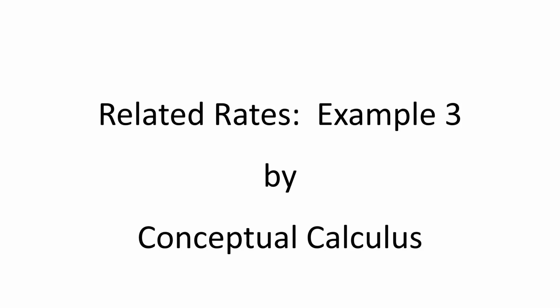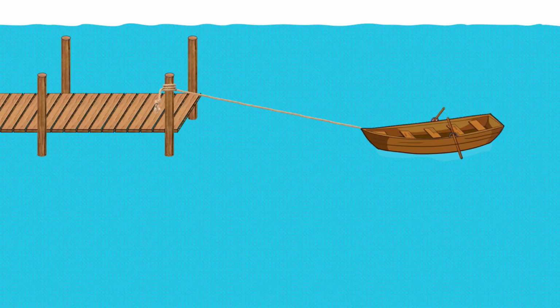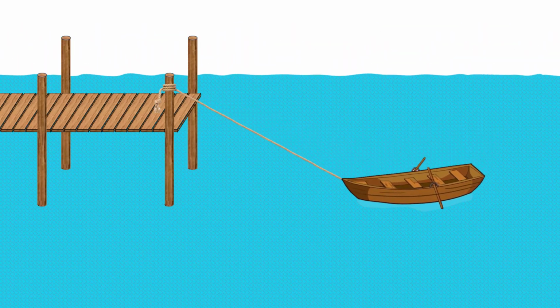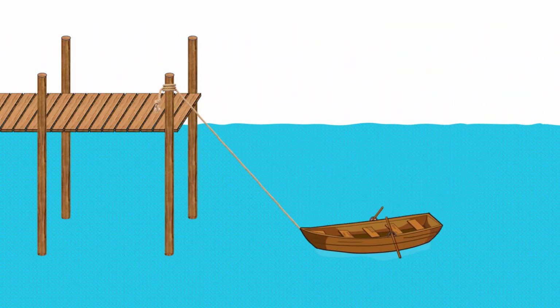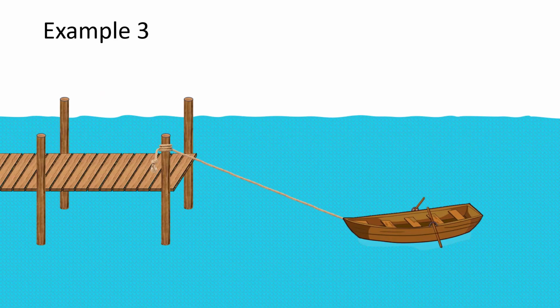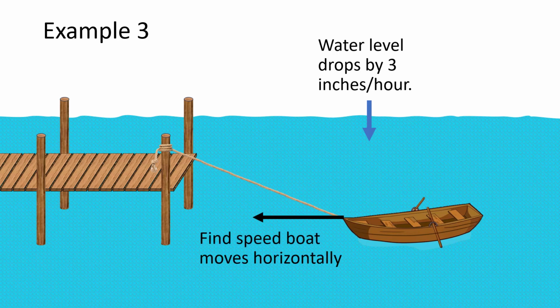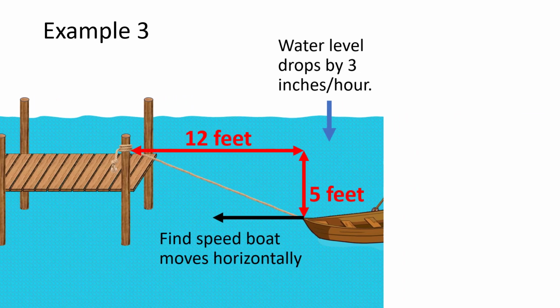In this video, we use the procedure introduced in an earlier video to solve a new related rates problem. A small boat is tied to a dock. The water level drops, causing the boat to move lower and closer to the dock. The water level is dropping at a rate of 3 inches per hour. How rapidly is the boat moving toward the dock at the moment shown, when the boat is 5 feet below and 12 feet east of the dock?